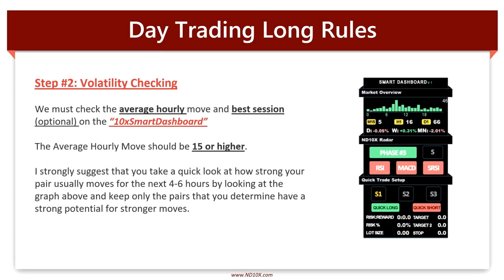We must check the average hourly move and the best session to trade on the 10x Smart dashboard. The average hourly move should be 15 or higher. In this case, we see that average hourly move is 16, so we can proceed. I strongly suggest that you take a quick look at how strong your pair usually moves for the next 4 to 6 hours by looking at the graph above, and keep only the pairs that you determine have a strong potential for stronger moves.